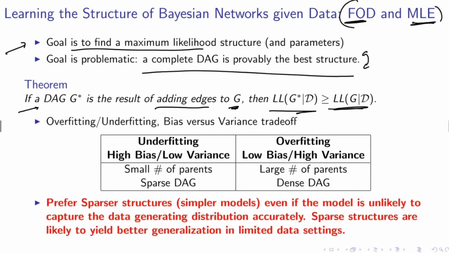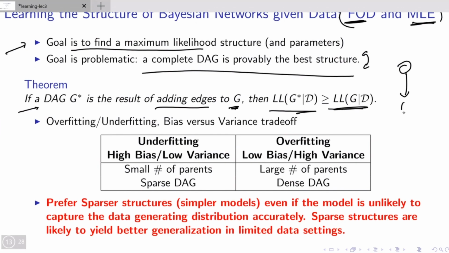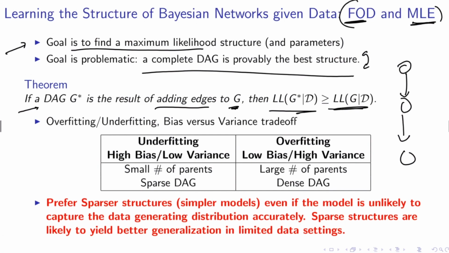So you take any DAG structure, let's say something like this, and let's call this G. You add any edge to it, so let's say I add that edge, and this new graph, let's call it G star. It turns out that G star will always have higher likelihood than G on the training data. So by induction, we can easily prove that the complete DAG will be the best structure.